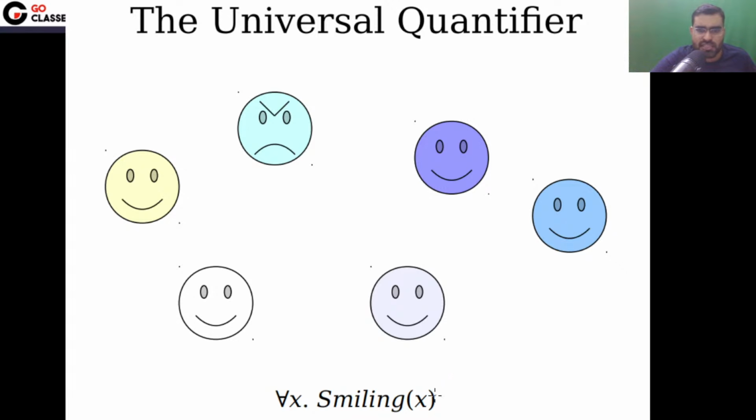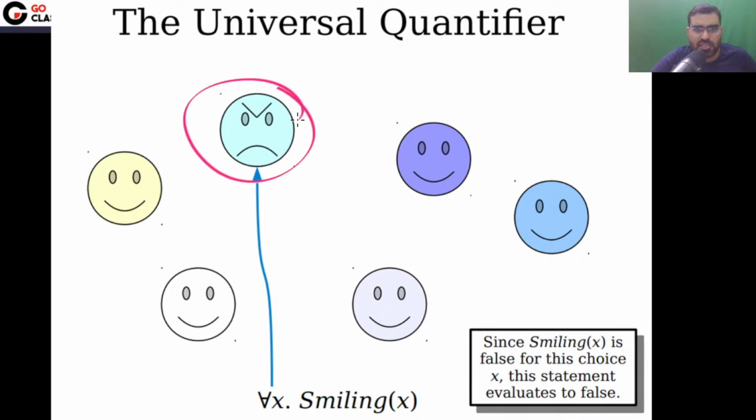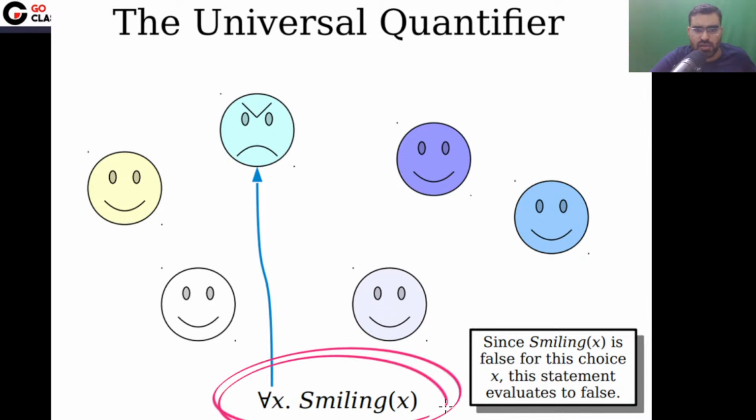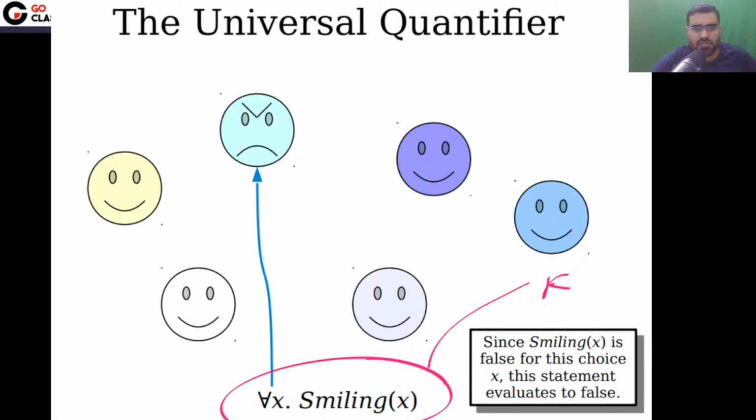Now this statement is saying that everyone is smiling. Look at this statement. This is saying that for every choice of x it is smiling. So you can see, for every choice of x, is it smiling? No, this person is not smiling. So you can definitely say that because of this one person, this statement has become false.